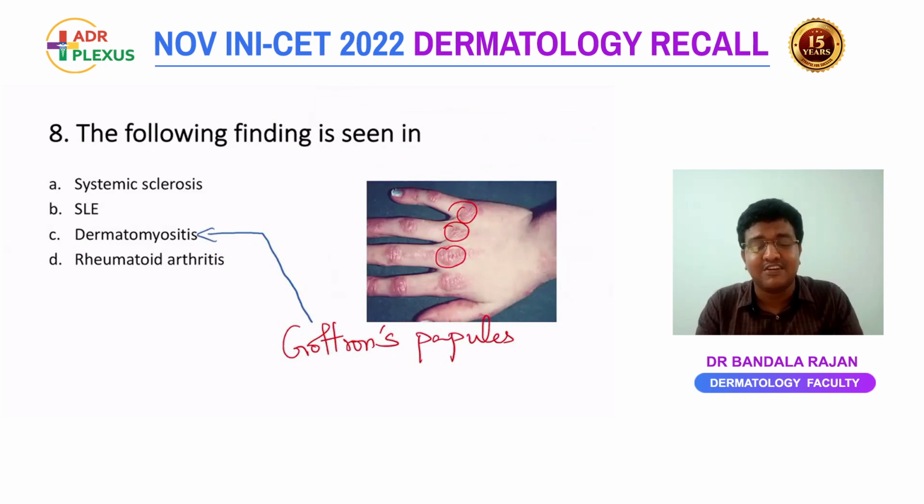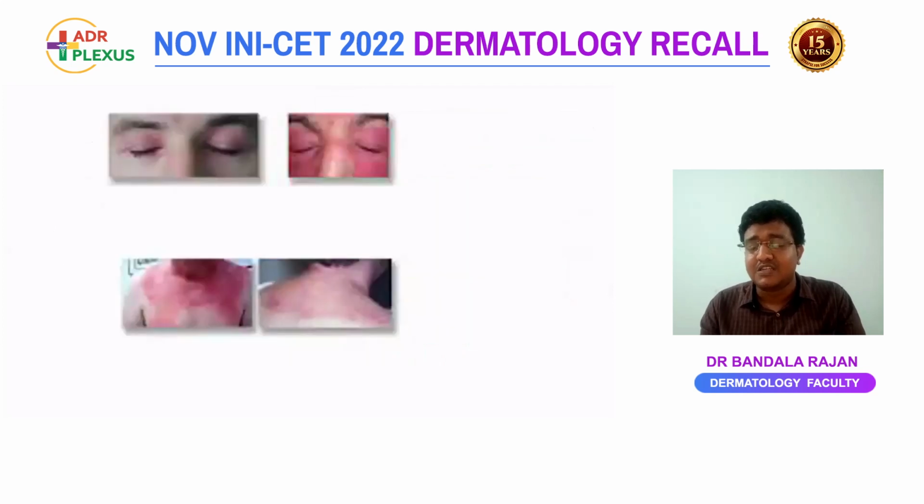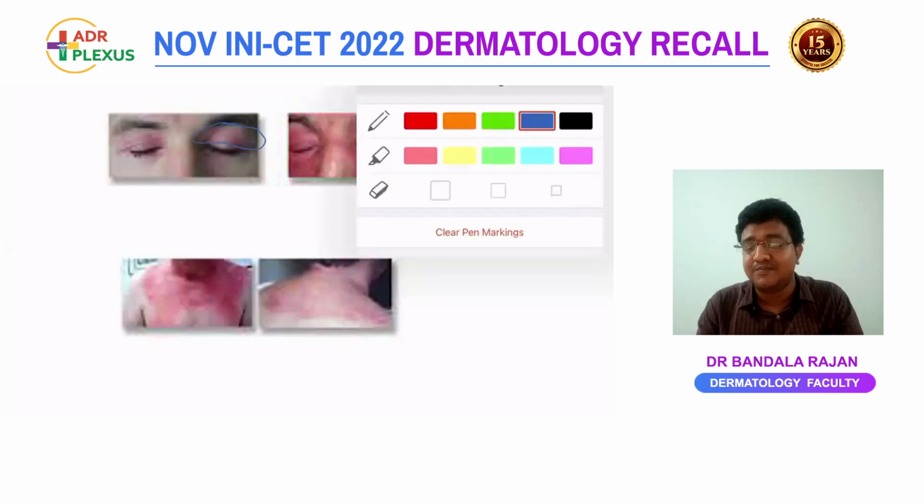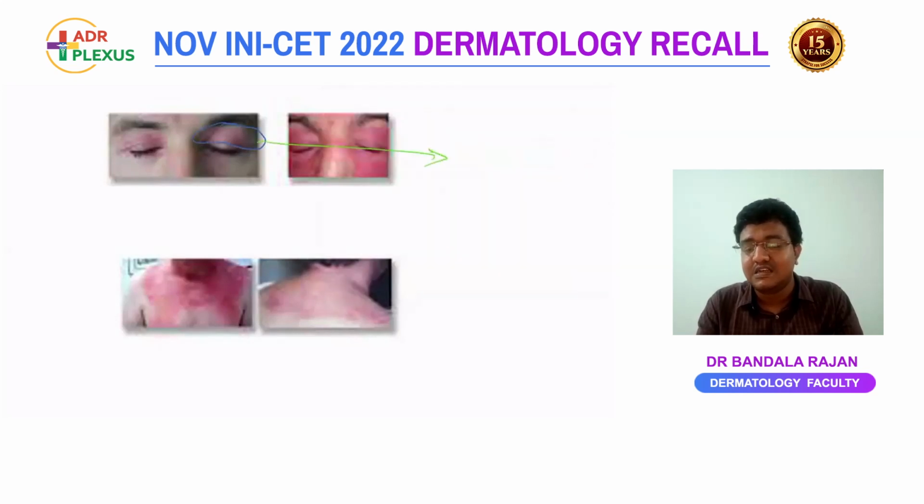The other options given are systemic sclerosis, systemic lupus erythematosus, and rheumatoid arthritis. Here the case is very clear cut. There are Gottron's papules, so the answer is dermatomyositis. Other than muscle weakness, dermatomyositis has other cutaneous manifestations. One is this violaceous rash over the eyelids, which is known as heliotrope rash.